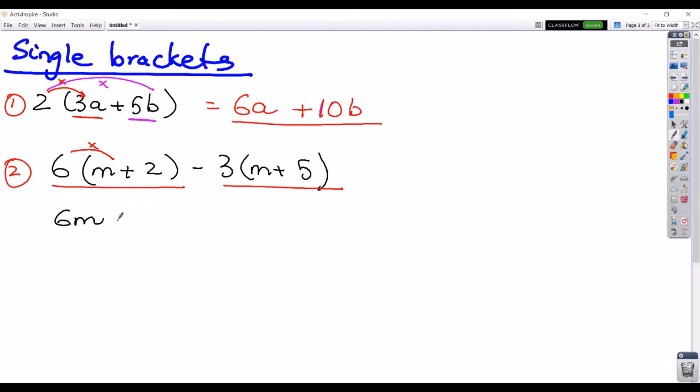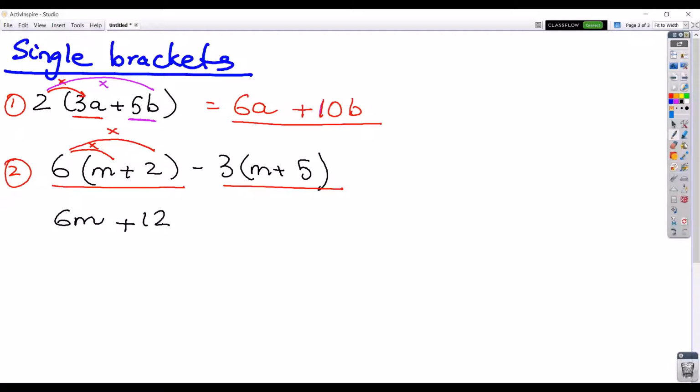Follow the sign, what do you see in the middle is a plus. Then you multiply whatever you have got, the next term inside the bracket. So now the next term we're having inside the bracket is 2 and outside is 6. We multiply the two numbers together. So 6 times 2 is going to be 12.